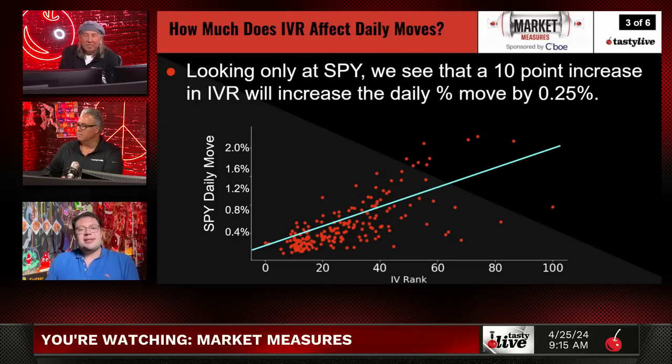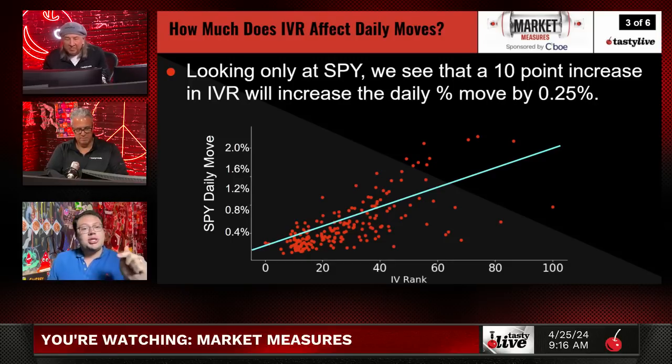But basically, when IV rank increases by 10 points, the estimated percent change that you should expect to see in the SPY, a typical move, will increase by 25 basis points. So for example, if the IV rank in SPY is 20, we're going to see in a second that the typical move on a daily basis is about 0.5%. If that goes from 20 to 30, statistically, the new average move is not 0.5%, it's now 0.75%.